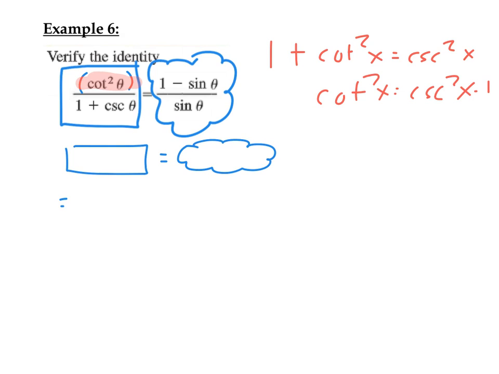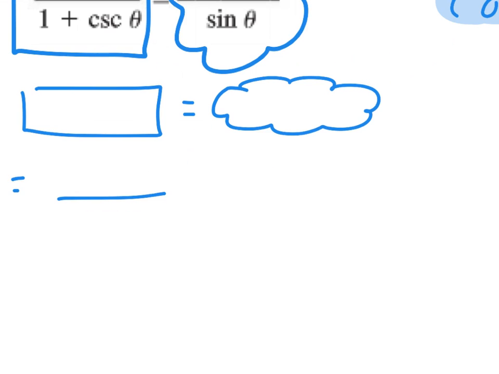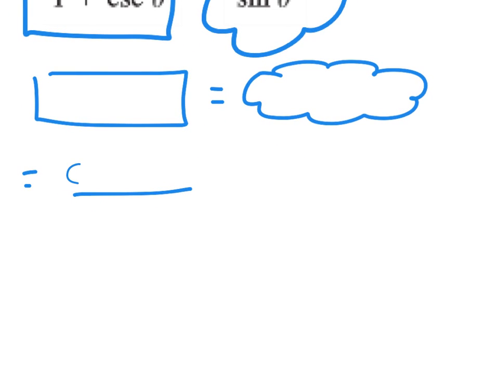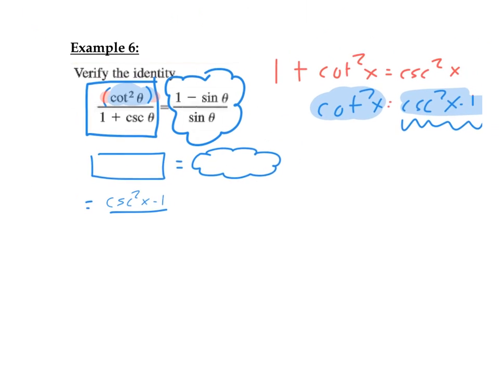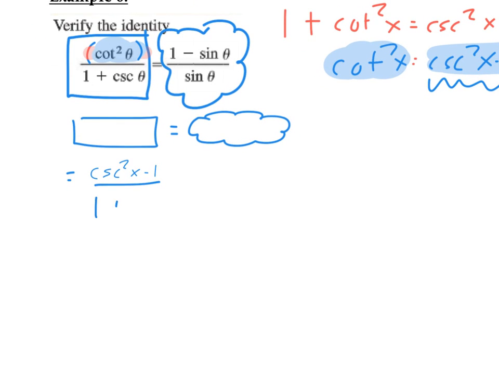Everywhere I see a cotangent, I can replace it with a cosecant squared x minus 1, and that's exactly what I'm going to do. So we have this fraction, and then instead of cotangent squared x, I'm going to put cosecant squared x minus 1. And I'm going to leave the bottom the same, 1 plus cosecant, actually, it says x, my bad, we'll do theta.